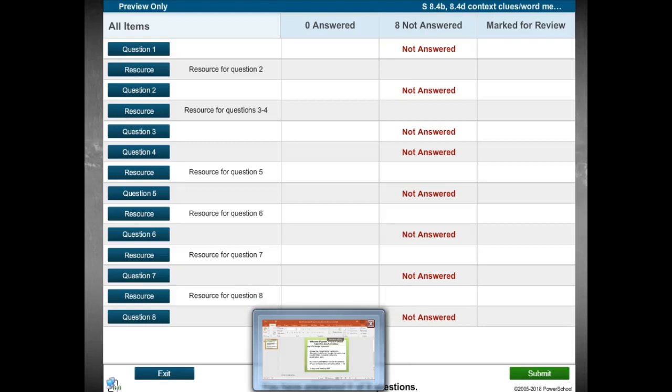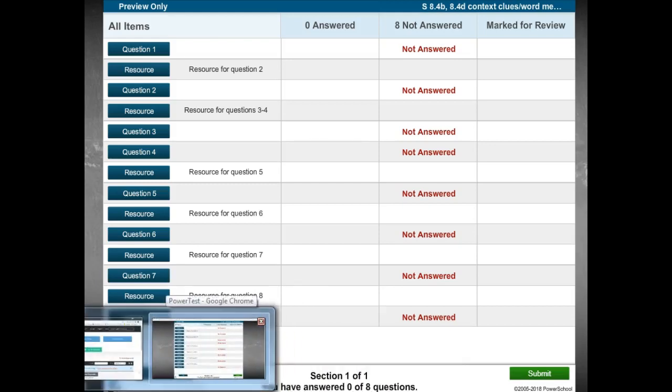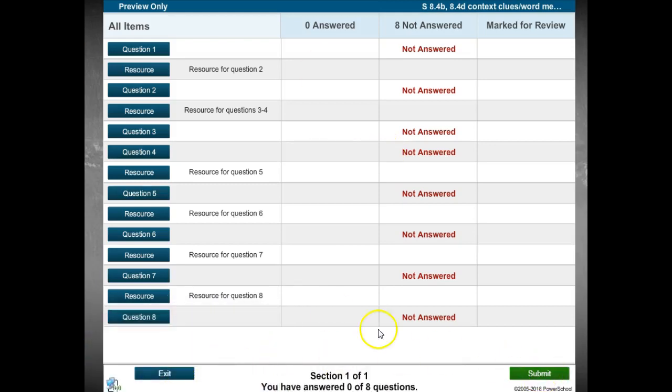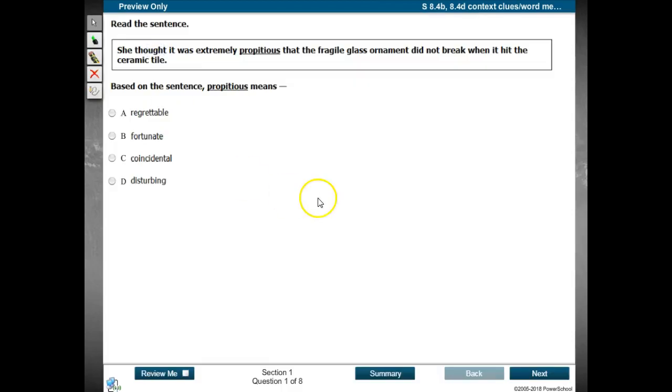This video is to review SL 8.4b and 8.4d, which both dealt with word usage, context clues, dictionary entries, stuff like that. So what we're going to do is look at a power test example of all of these. So here we go. This one says, read the sentence. She thought it was extremely propitious that the fragile glass ornament did not break when it hit the ceramic tile.